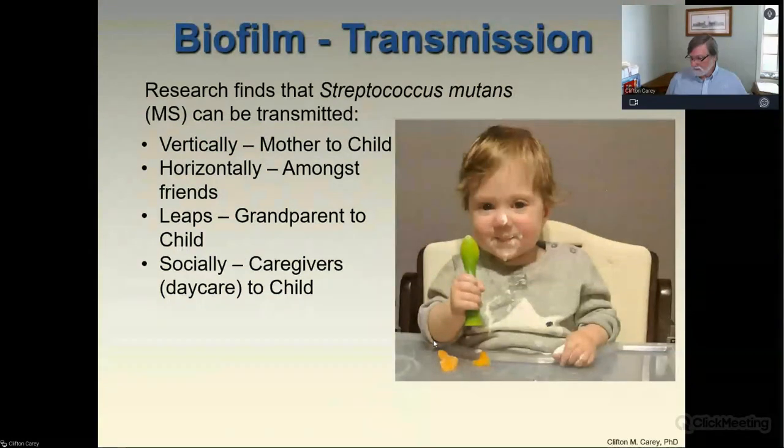The other thing is that biofilms can be transmitted. And basically, this is an excuse for me to show my picture of my grandchild. But the bottom line is that at one point it was thought that the bacteria are transmitted from mother to child because they share spoons. It turns out that in the United States, it's more horizontal, with a lot of children in preschool and daycare sharing toys. And so we then go and blame the caregivers, saying the caregivers are the ones who oversee what a child does. The bottom line is the biofilm itself can move laterally, not necessarily only generationally.